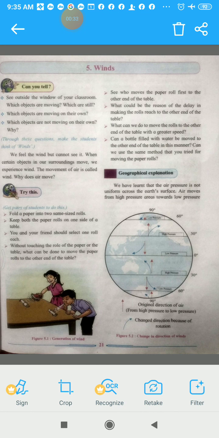The red arrow stands for the original direction of air. That is how the air blows from high pressure to low pressure. The blue arrow, which is curved, stands for the change in direction because of rotation. So how the original winds are blowing, how the original air is moving, and how due to the rotation of the earth it changes its direction, that we are going to learn in this figure 5.2.